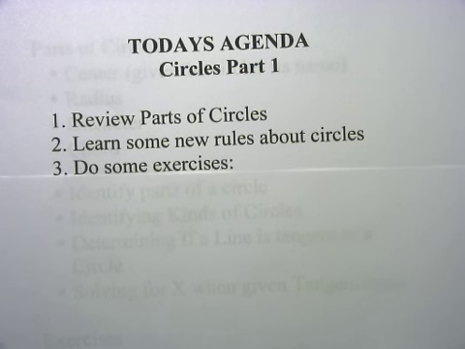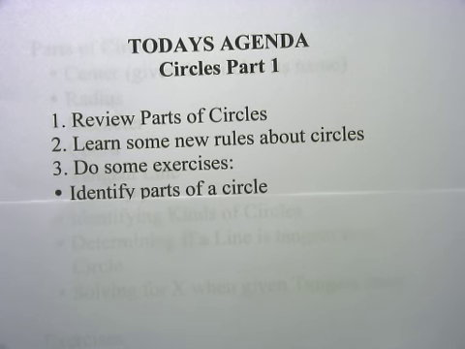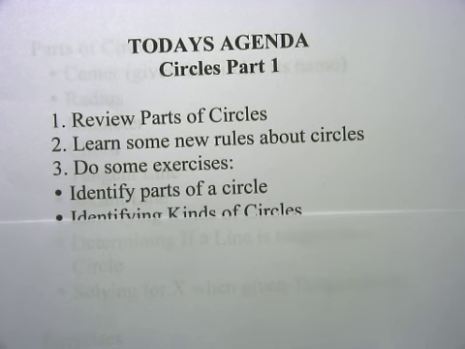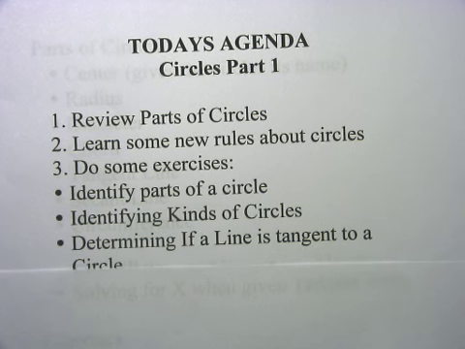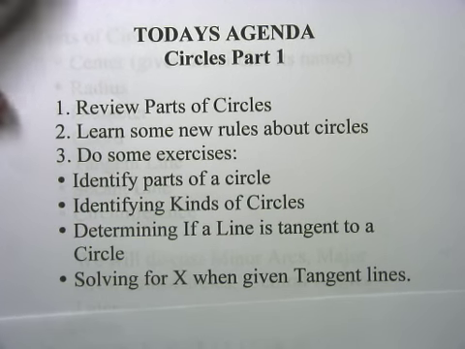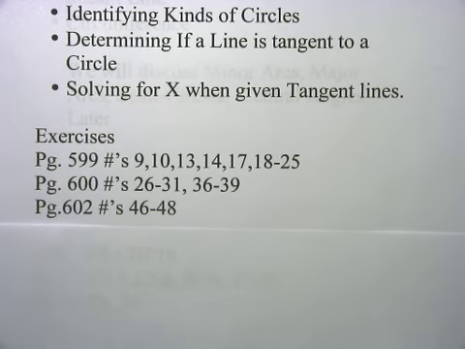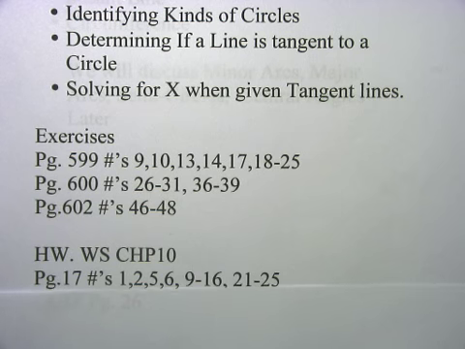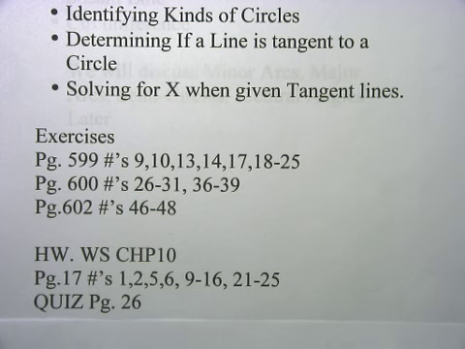We are going to do some exercises where they ask us to identify parts of a circle, where we identify kinds of circles, where we determine if a line is in fact tangent to a circle, and we're going to solve for x when they give us a tangent line. After we're done covering all these sections, we're going to work on some exercises on these pages that I'm going to give you. Then we're going to have some homework. We're going to review the homework, and then next class we're going to have a quiz.